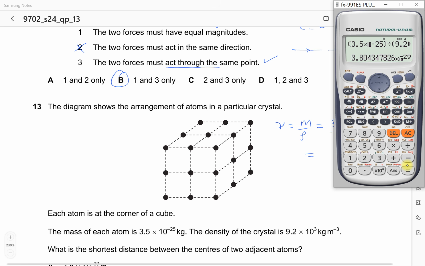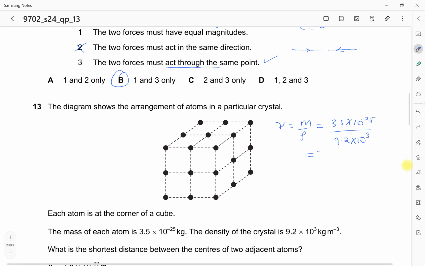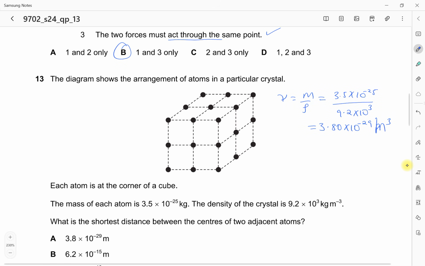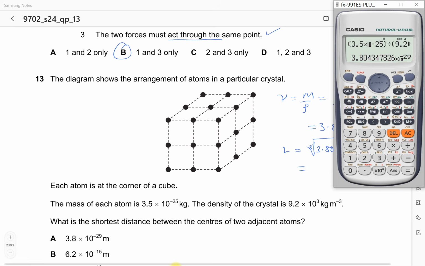So this is 3.80 times 10 to the power of minus 29. This is going to be meters cubed for the volume. Then because this is a cube, one side of the cube is going to be equal to the cube root of the volume. So that is 3.80 times 10 to the power of minus 9. So this gives us the cube root. I'll just say shift cube root of the answer, which is 3.36.